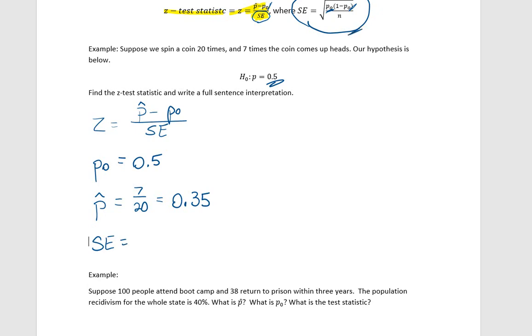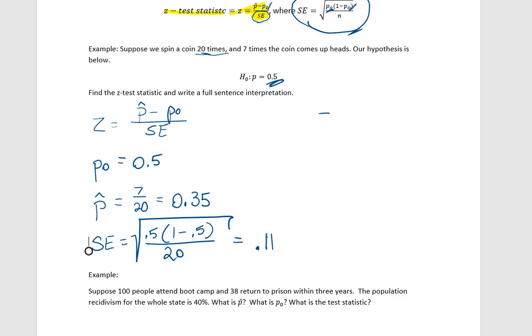So we're going to use this formula here, and that's going to be the square root of, remember, it's p naught, so it's whatever value we saw in our h naught or our HA, so that's going to be 0.5 times 1 minus 0.5 divided by n. So n is the number of trials we ran, so since we spun the coin 20 times, n is going to be 20. Let's go ahead and just round that to 2 decimal places and see what we get. Alright, so that's going to give us 0.11.